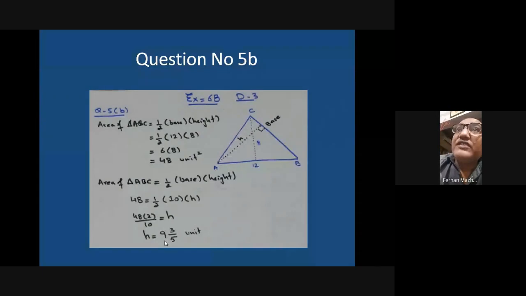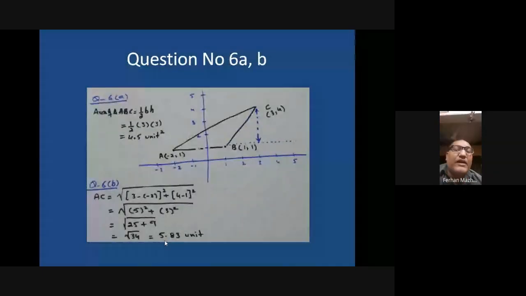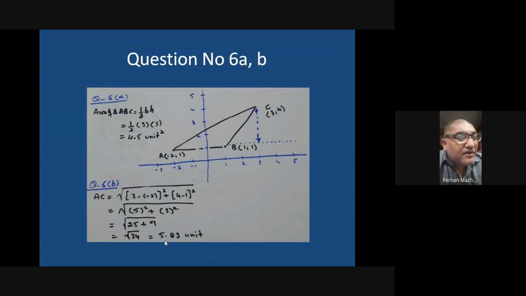So we are moving to the next question. The next question coming up on your screen is question number 6. If you have your book with you, you can read the question. I'm reading that question from the book. It says, the diagram shows the triangle ABC with the vertices A, the coordinates of A are -2, 1, B is 1, 1, and C is 3, 4. The first question he's asking is find the area of the triangle ABC.